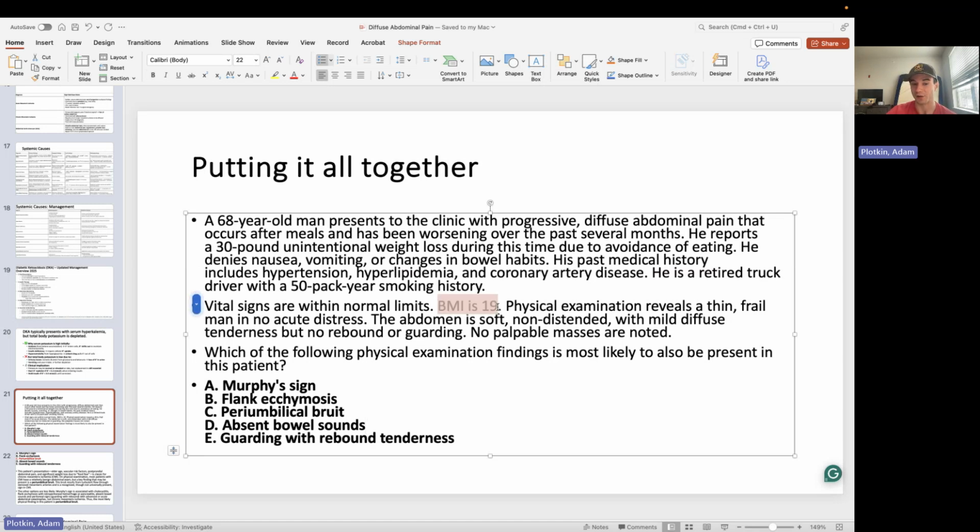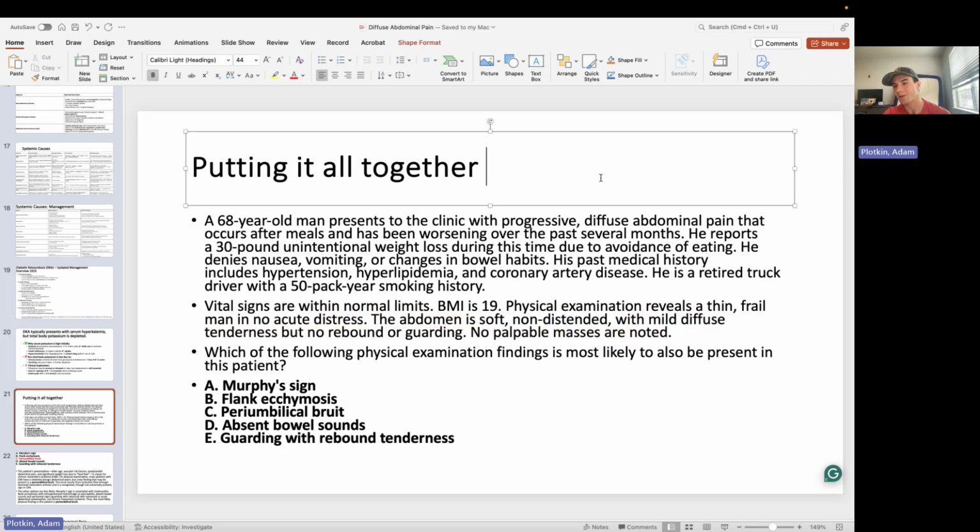Probably because he has this fear of eating. He's had this 30-pound unintentional weight loss, right? He has a soft, non-distended abdomen with mild tenderness and no palpable masses. Less likely to be a AAA at this point, right?